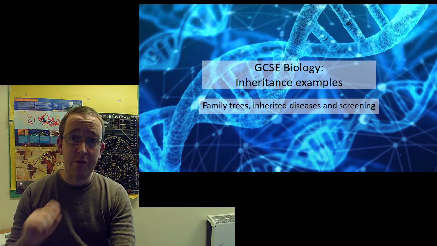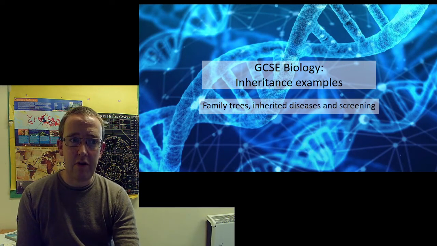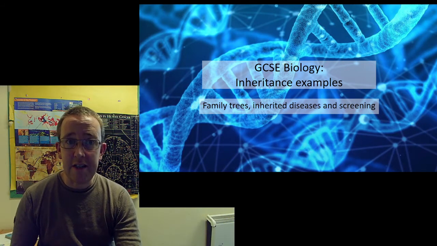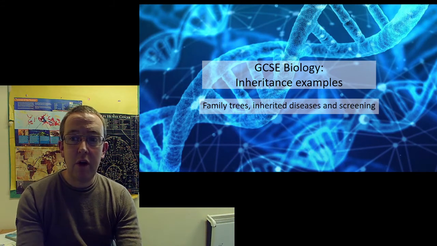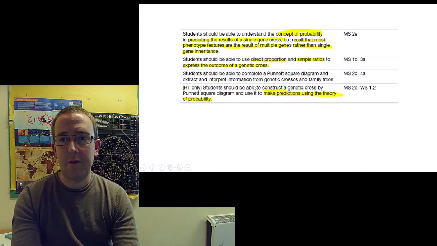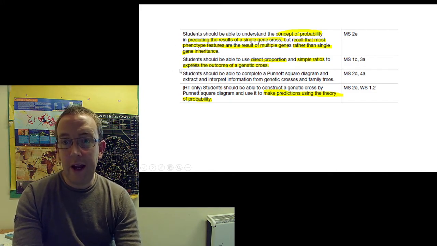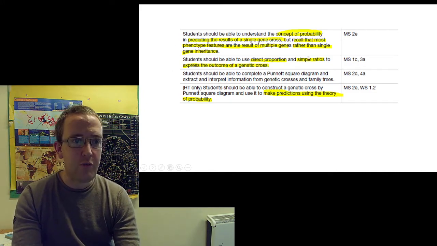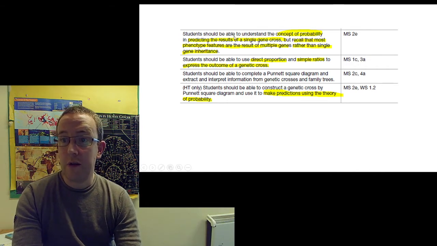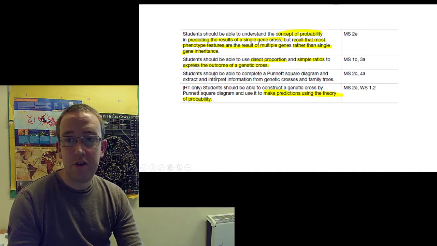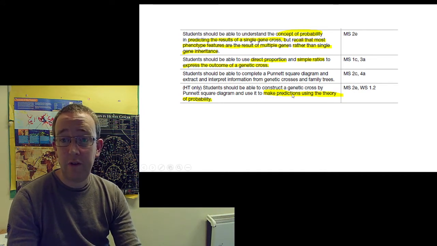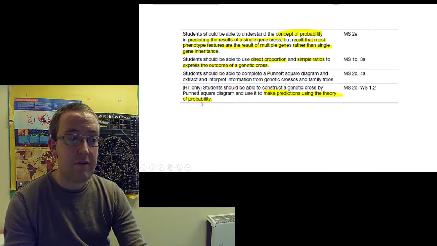So we're going to have a look at family trees and how we interpret those on exam papers, inherited diseases, and screening. So cracking straight on then, that's the bit of syllabus. As it says here, look, it's telling you what students should be able to do: using probability, using genetic crosses, using direct proportions, simple ratios, lots of math skills, and make predictions using theories around probability.